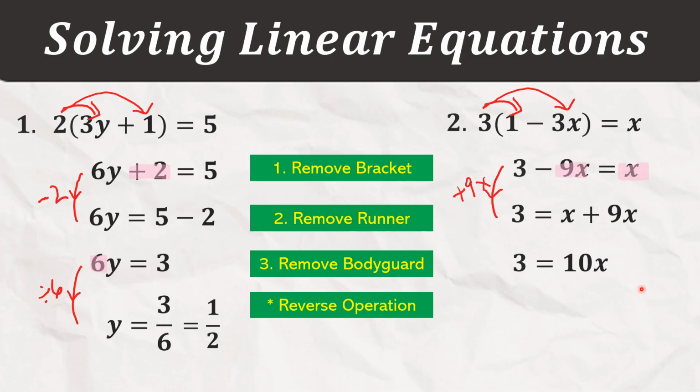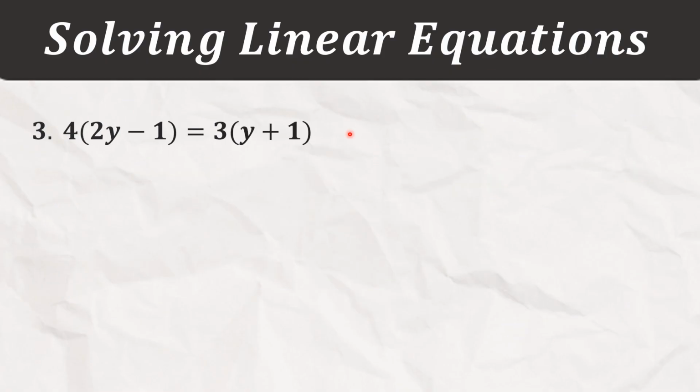Now in this equation, you observe that there is actually no runner, only a bodyguard. Since there's no runner, I can skip that step. I have a bodyguard because 10 is the number that sticks to the Mafia, which is x. So I can directly remove the bodyguard by dividing by 10. I am able to find my Mafia, which is 3 over 10. Now we are ready to move into our last question.